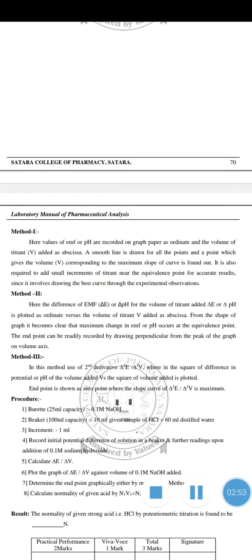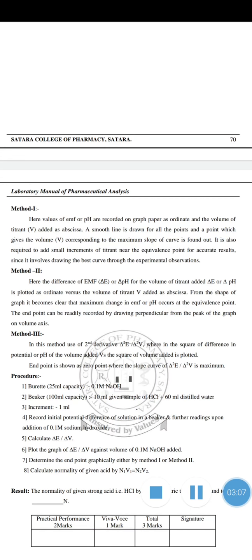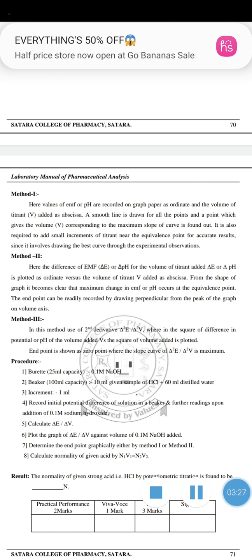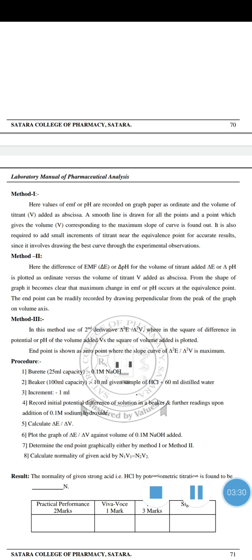In the first method, the value of EMF or pH is recorded on graph paper as the ordinate and the volume of titrant added as the abscissa. Then a smooth line is drawn through all points, and the point which gives the volume corresponding to the maximum slope of the curve is found out. Small increments of titrant near the equivalence point are also required for accurate results, since it involves drawing the best curve through the experimental observations.